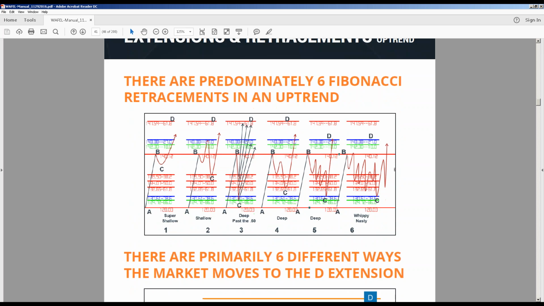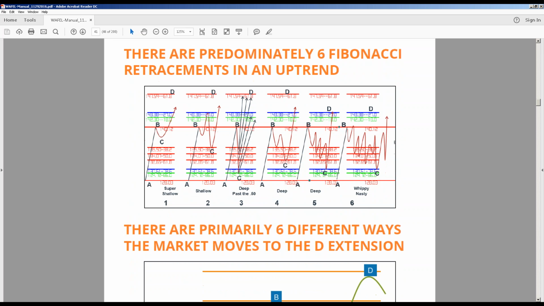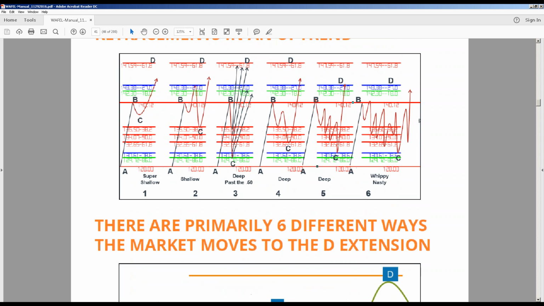Now there are predominantly 6 Fibonacci retracements in an uptrend. Here we have, let's just make that one a little bit bigger. Here's number 1, this is a super shallow retracement. The market will establish the AB boundary and then give us a super shallow retracement where it might retrace to the 236 and then thereafter move all the way to the D extension.